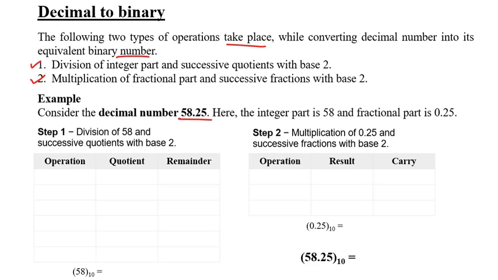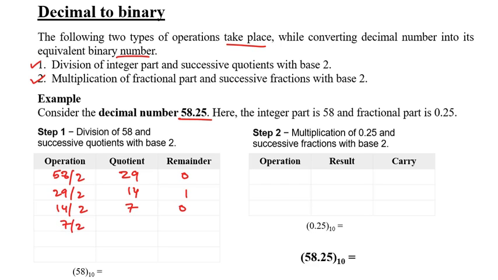In the operation column, I divide the integer part of the decimal number, that is 58, by 2. So 58 by 2, the quotient is 29 and the remainder is 0. And this division is continued, that is 29 by 2. In this case, the quotient is 14 and the remainder is 1. Again, the quotient 14 is divided by 2. In this case, my quotient is 7 and the remainder is 0. And this division is continued, that is 7 by 2.